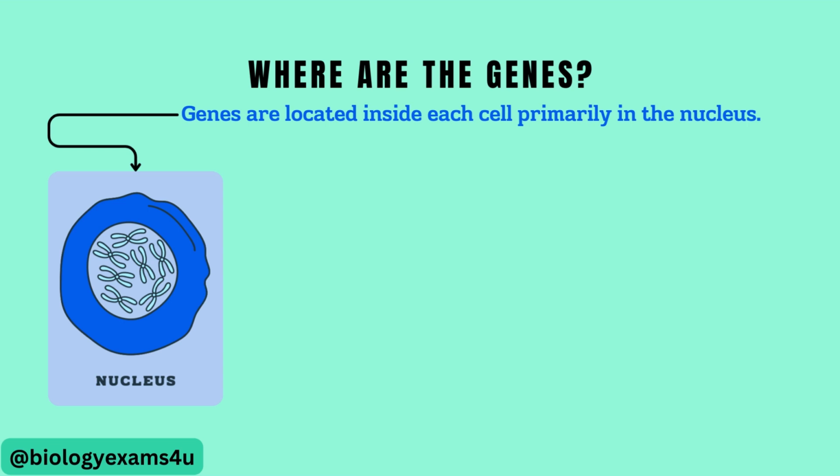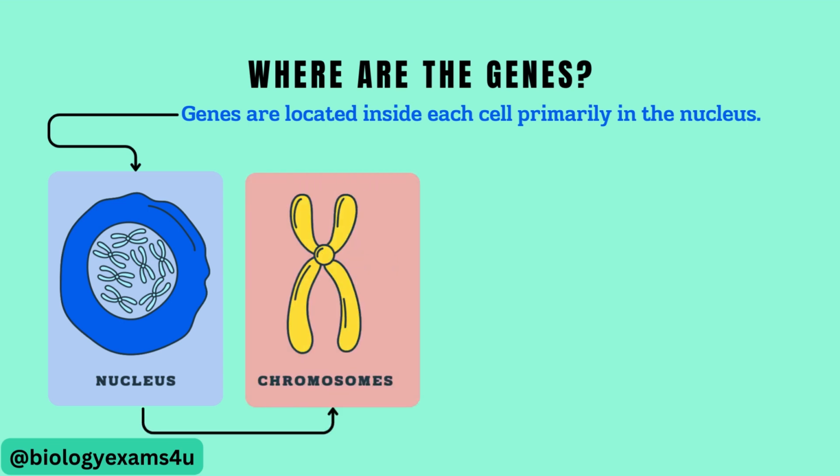In a resting stage, we see it as a thread-like structure which is called chromatin reticulum. At the time of division, this condenses and forms chromosomes that are visible under a microscope. So this is a chromosome. A chromosome is a condensed form of chromatin that is made up of DNA, protein, and some amount of RNA.